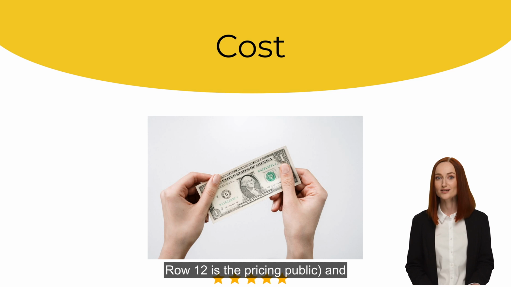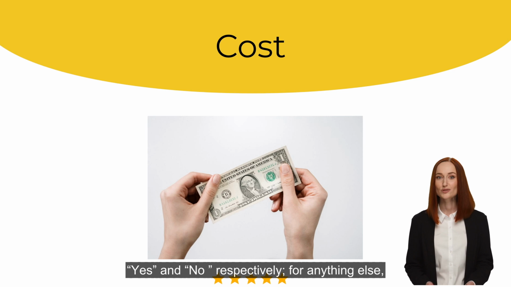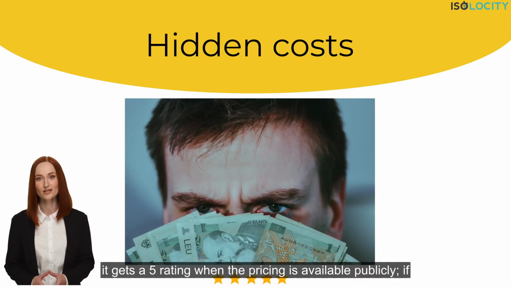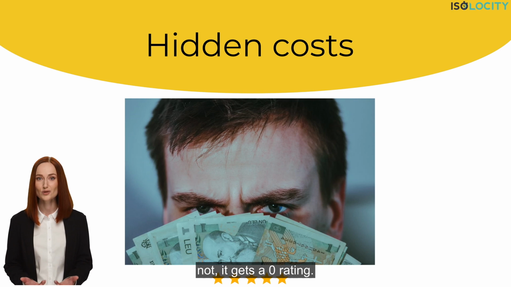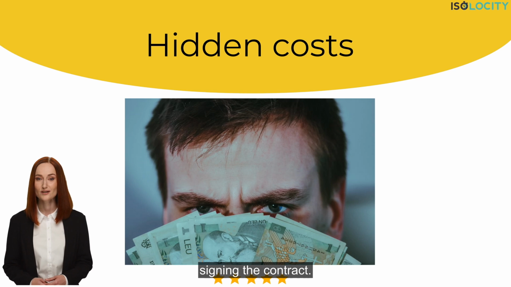Row 12, is the pricing public, and row 13, are there any hidden costs, should be answered with yes and no respectively. For anything else, they will get a 0 rating as per Richter scale. So in simpler language, it gets a 5 rating when the pricing is available publicly, if not, it gets a 0 rating. Similarly, you might not know if there's any hidden cost before signing the contract.